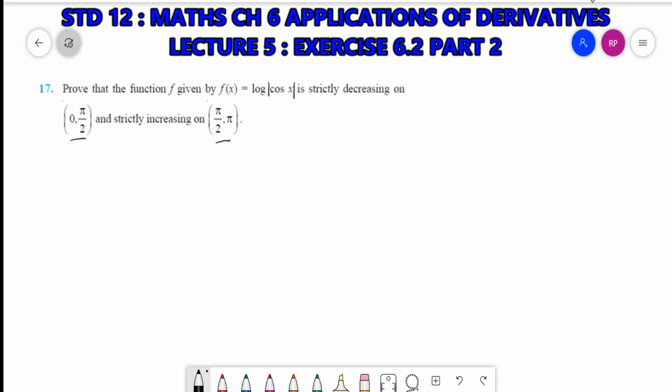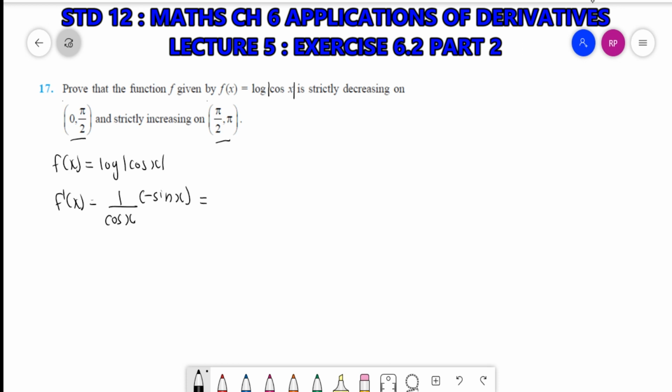So now let's take f(x) is equal to log of cos x. So f dash x, derivative of log of cos x, it's 1 upon cos x into d by dx of cos x, that is minus sin x.